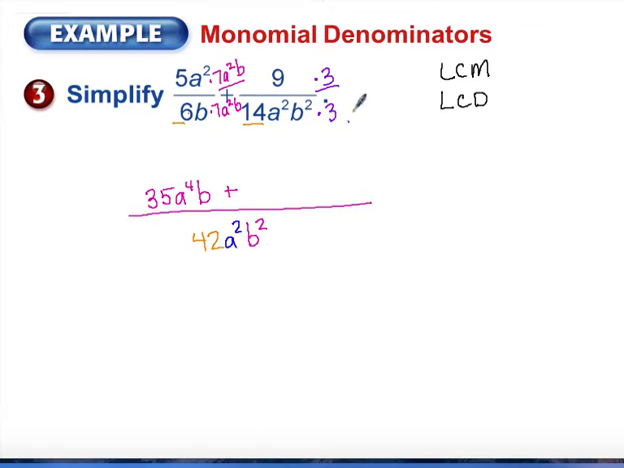I'm not changing the value of this fraction. I'm just changing the appearance of it. So that gives me 27 over 42a squared b squared on the bottom. So this is what I have.